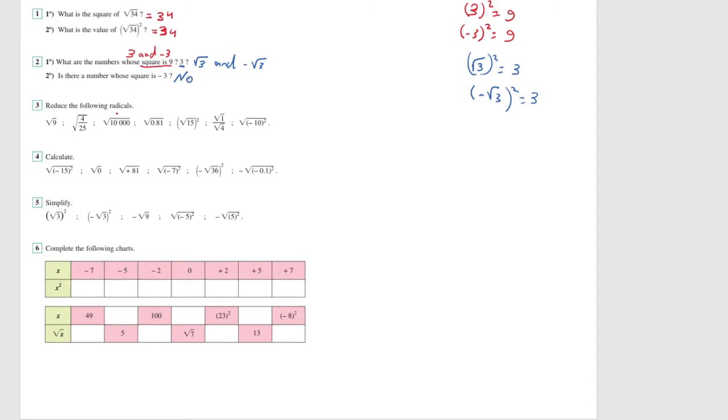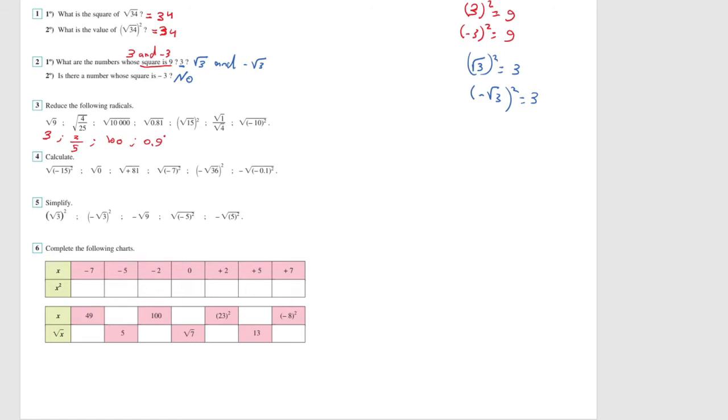Reduce the following radicals. Radical 9 equals 3. Radical 4 over 25 equals radical 4 over radical 25. Radical 4 is 2, radical 25 is 5. Radical 10,000 is 100. You may write the answer directly here, very easy. Radical 0.81 is 0.9, because 9 times 9 is 81, so radical 0.81 is 0.9.